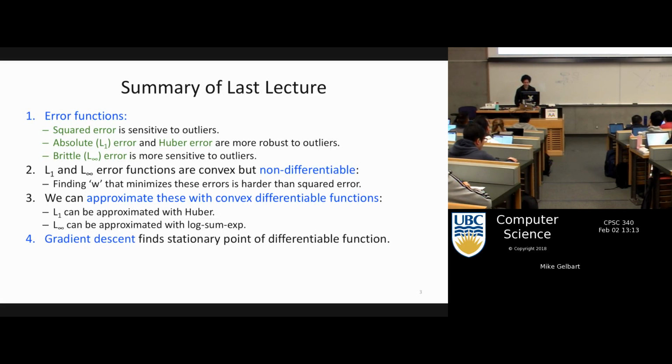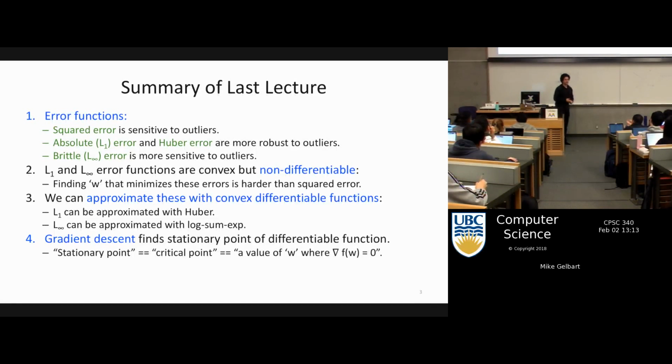Talked about gradient descent. Someone asked about this word stationary point. So stationary point, critical point, place where the gradient is 0. I'm using those interchangeably. When the function is convex, that's the thing we're looking for. When the function is not convex, you could have other ones that are not the global minimum.